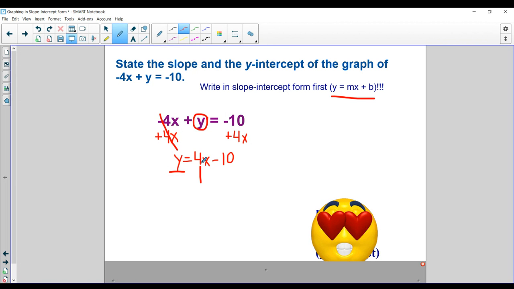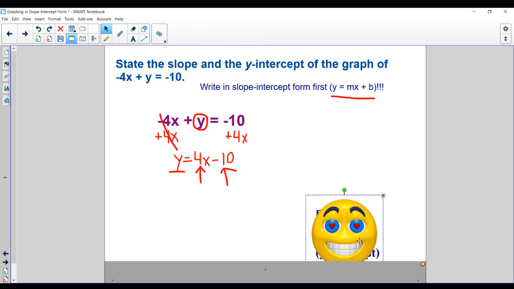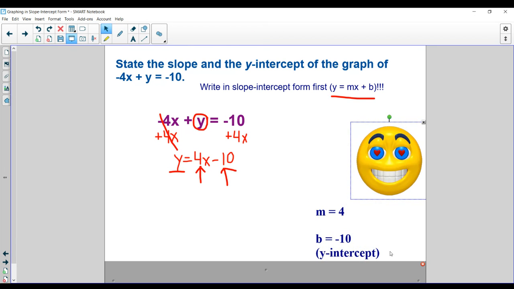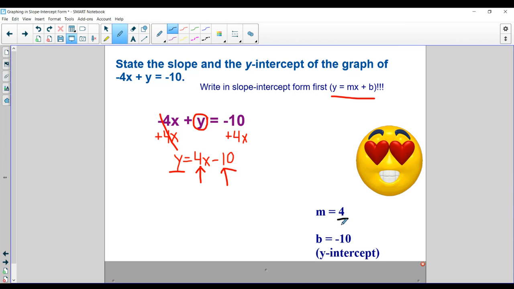So now our slope is 4, and our y-intercept is -10. What that tells us is that the line goes through the y-axis at (0, -10), and the slope is 4, or 4 over 1. We can make a slope into a fraction so that we know the rise and the run. So this line would be going up 4 and to the right 1.